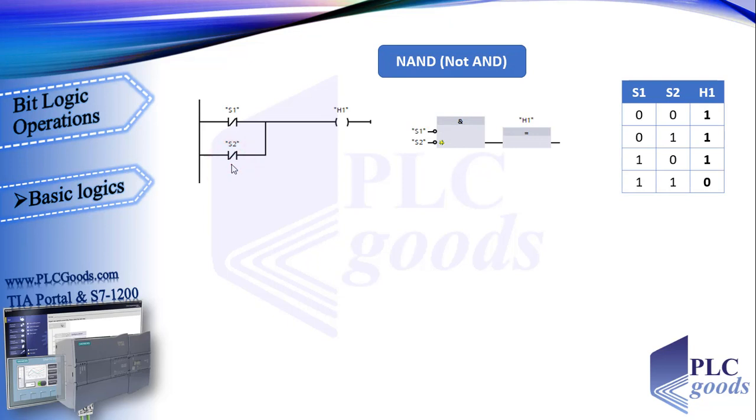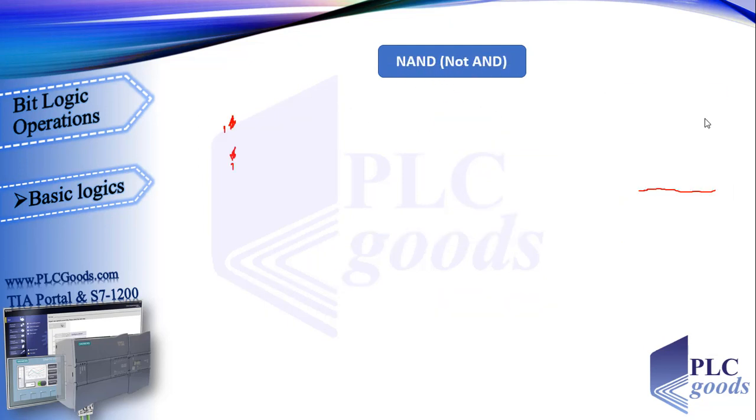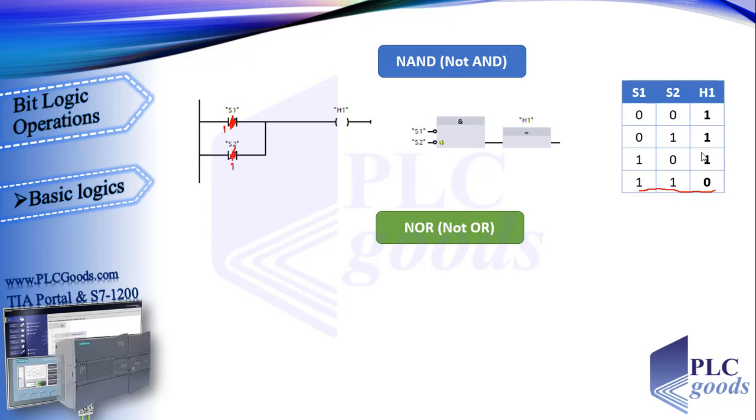Another logic is NAND. Here are two normally closed contacts. In this logic, when both contacts are changed to open, the output will be off. This logic is called NAND, or not AND, because its output is exactly the inverse of the AND logic output.